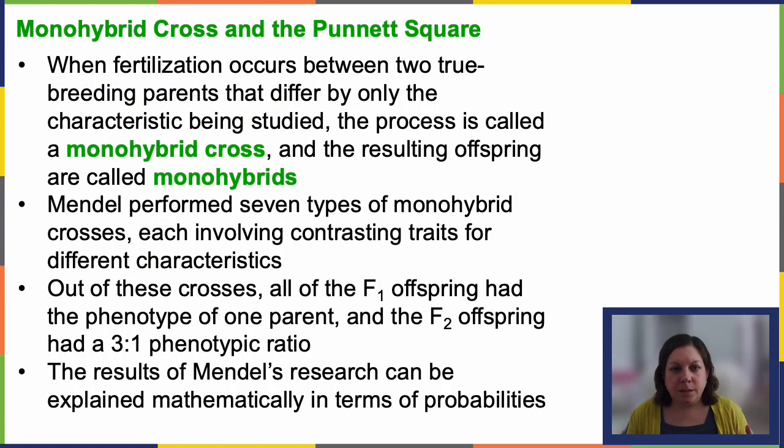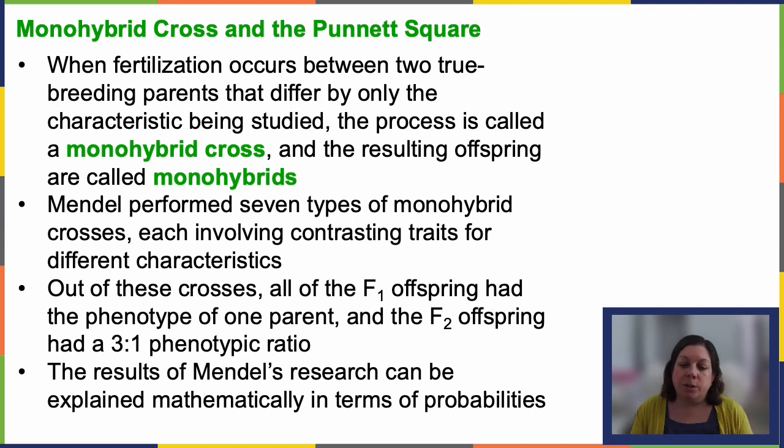All right, let's get into how we're going to approach some examples. So when fertilization occurs between two true breeding parents that differ by only one characteristic being studied, the process is called a monohybrid cross. And the resulting offspring are called monohybrids. Mendel performed 7 types of monohybrid crosses, each involving contrasting traits for different characteristics, right? Those are 7 characteristics. Out of these crosses, all of the F1 offspring had the phenotype of one of the parents, and the F2 offspring had a 3-to-1 phenotypic ratio: 3 that possessed the dominant version of the characteristic to every 1 that had the recessive.